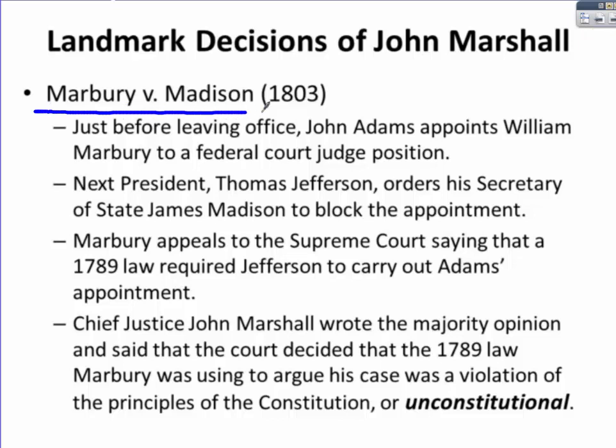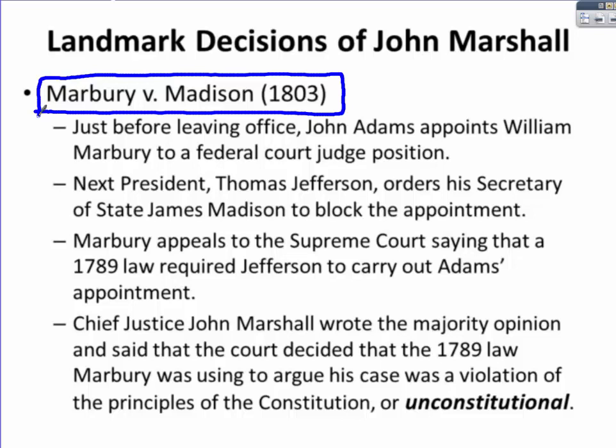Perhaps one of the most important Supreme Court cases in all of American history is Marbury v. Madison. It is heard in 1803. Just before leaving office, after losing re-election, President John Adams appoints William Marbury to a federal court judge position. The next president who replaced him, Thomas Jefferson, orders his Secretary of State, James Madison, to block the appointment so that he could make a new appointment for the position.